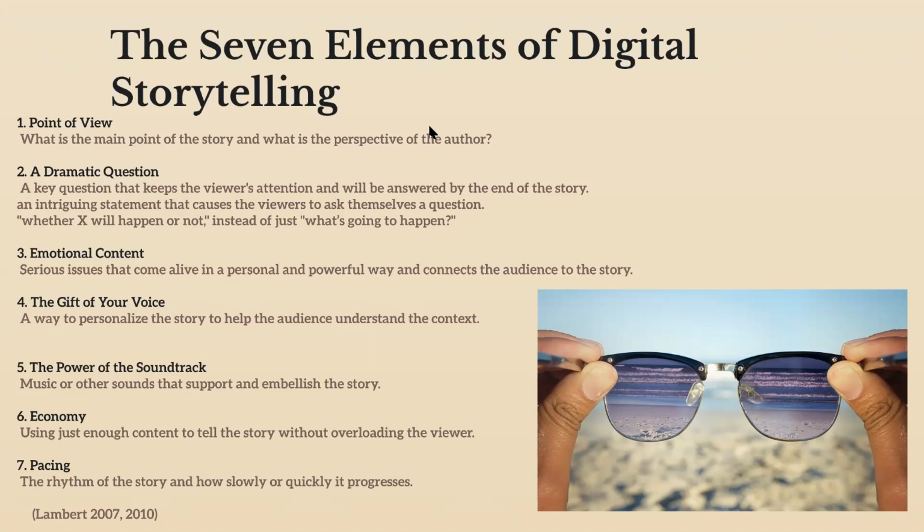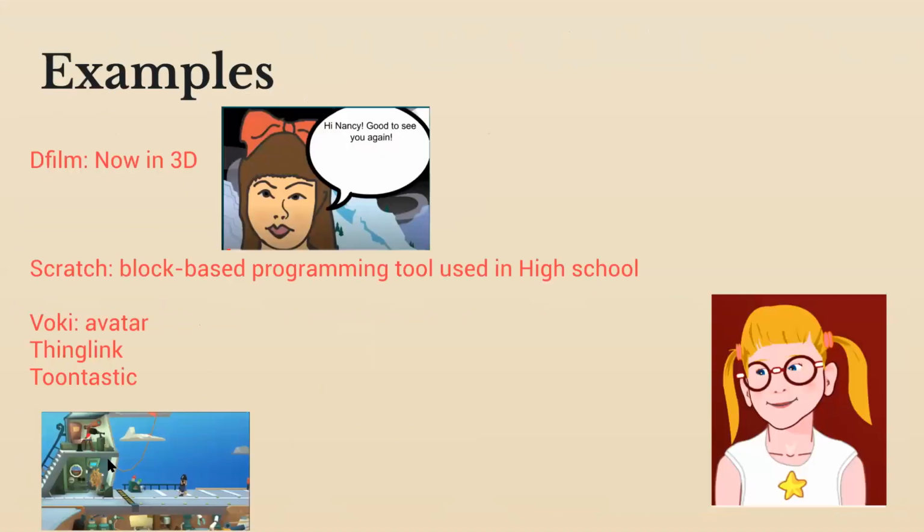The power of the soundtrack, the music that they're going to use, and this also relates to pacing. Sometimes we need to change the music depending on the story itself. Maybe the beginning of the story is different from the climax, is different from the ending, and so on. So these are some examples.